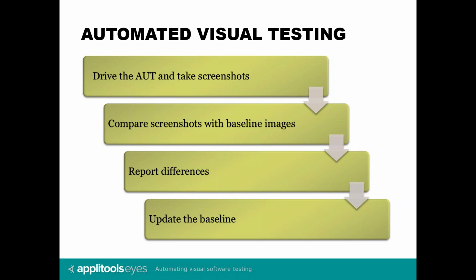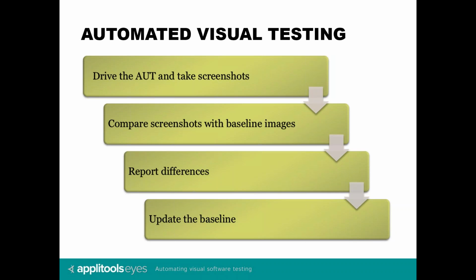In the third step, the tool generates a report that includes all the screenshots, the baseline images, and any differences that were found, if any. And in the fourth step, the human tester has to look at the report and decide for each change whether it is a bug, in which case he opens a bug, or if it is a valid change to the application, he simply approves the new screenshot so it would be used as a baseline for subsequent runs.